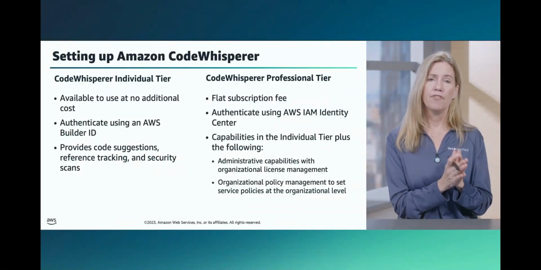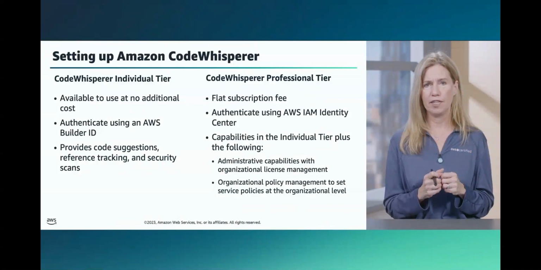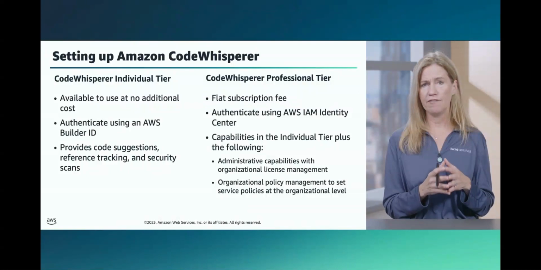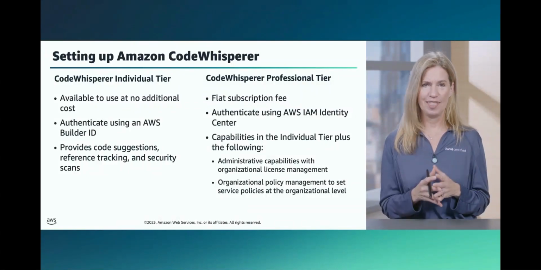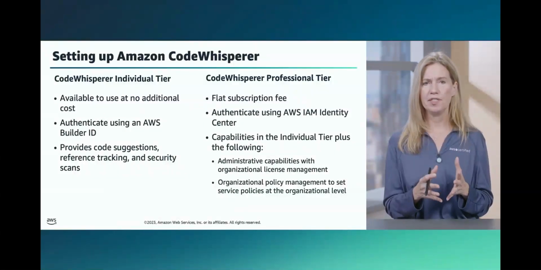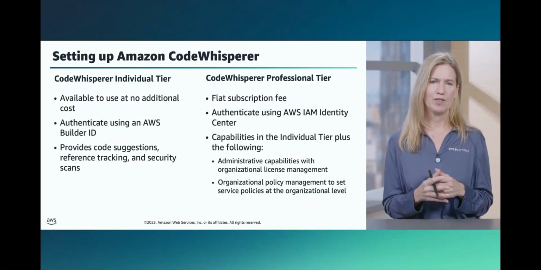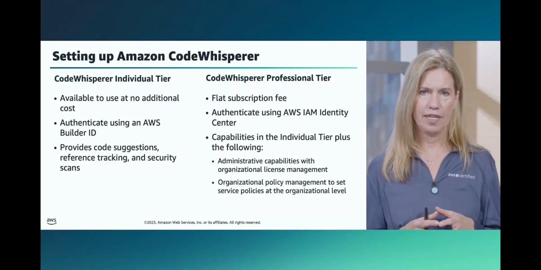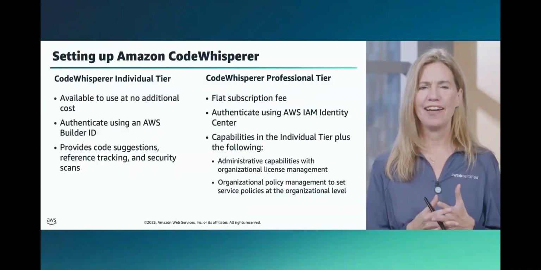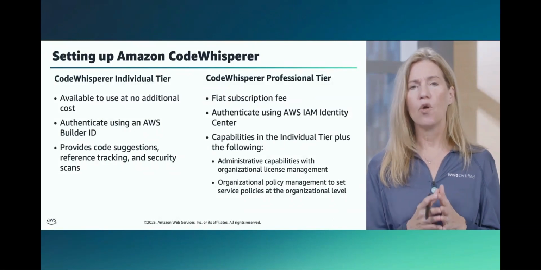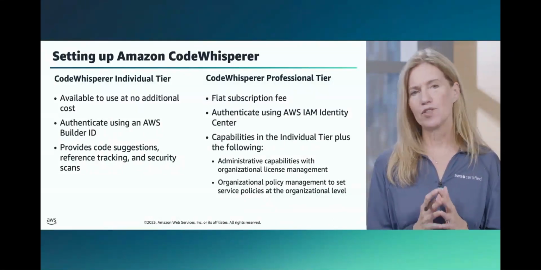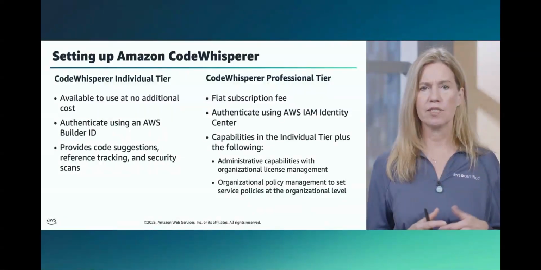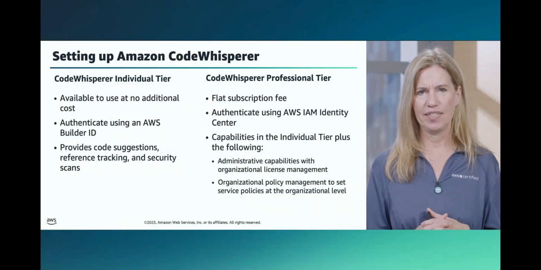The Code Whisperer Professional tier is available for a flat subscription fee to professionals that have an AWS account. In addition to the capabilities offered in the individual tier, the Code Whisperer Professional tier offers administrative capabilities to organizations that want to provide their developers with access to Code Whisperer. Administrators get organizational license management to centrally manage which developers in an organization should have access to Code Whisperer. They also get organizational policy management to set service policies at the organizational level, such as whether developers are allowed to receive code suggestions that might be similar to particular open source training data.